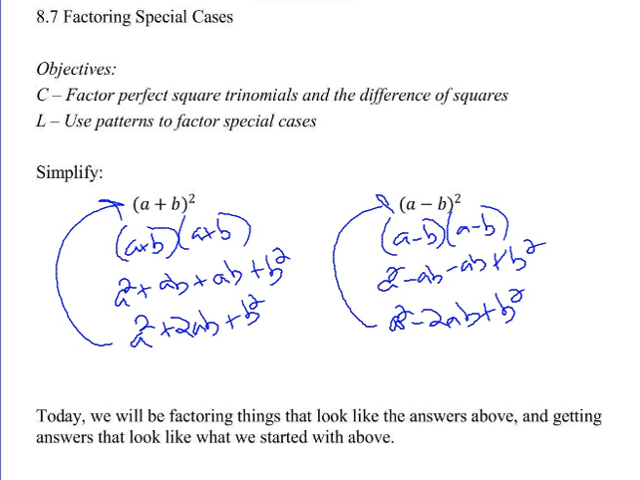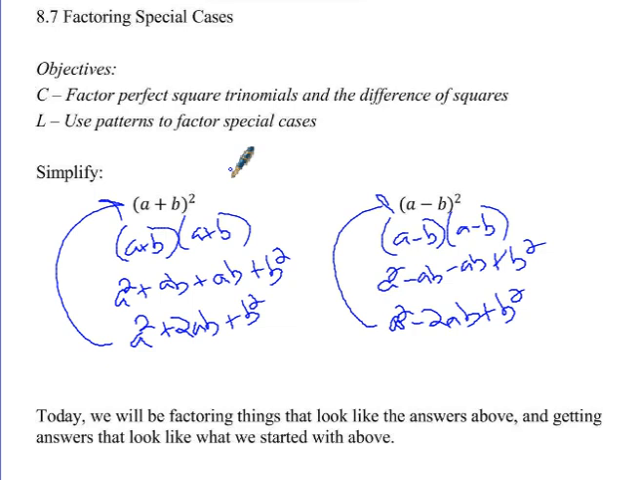These guys right here, this one and this one, are called perfect square trinomials. They're called perfect square trinomials because, first of all, how many terms do they have? 3. So that's the trinomial part. The second part is, is a squared a perfect square? Yes. Is b squared a perfect square? Yes. And the way we got this is by taking something and squaring it. So that's where the perfect square comes from.